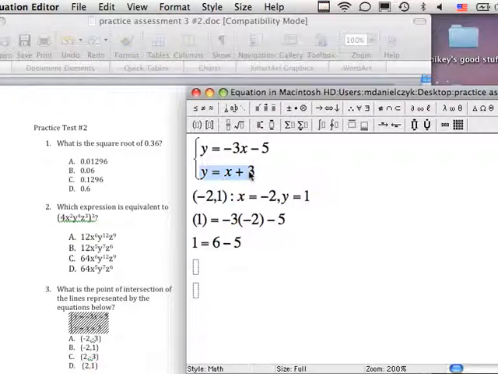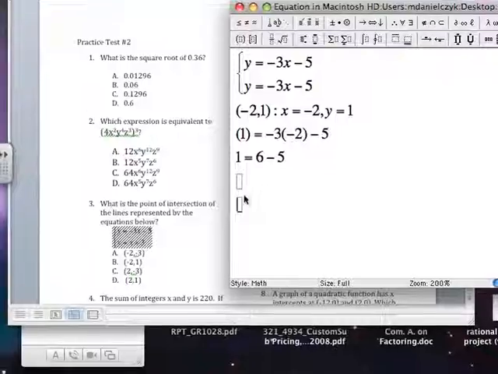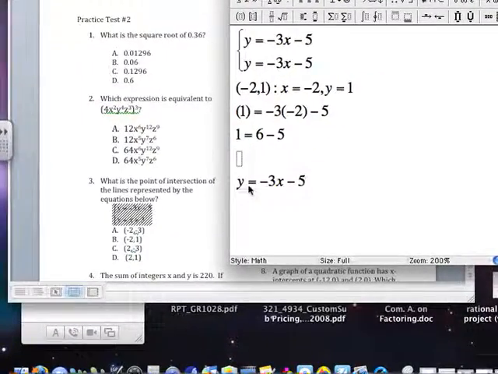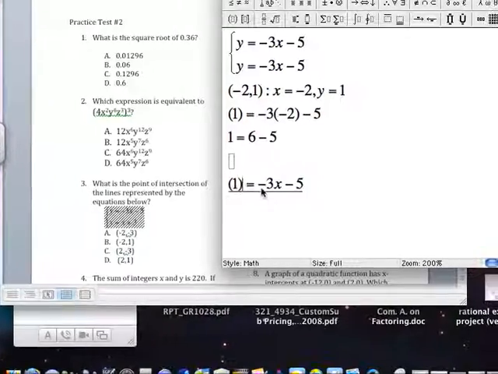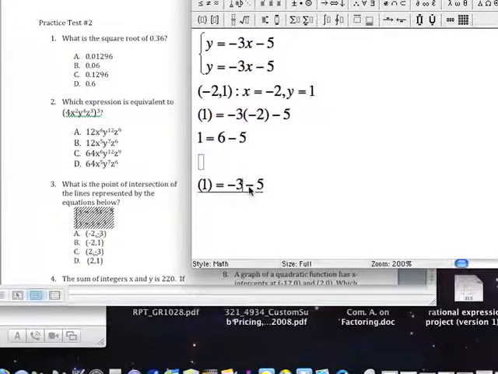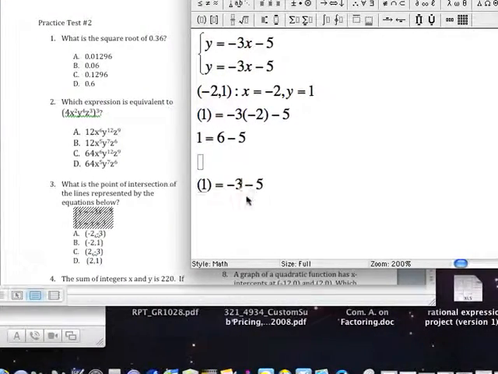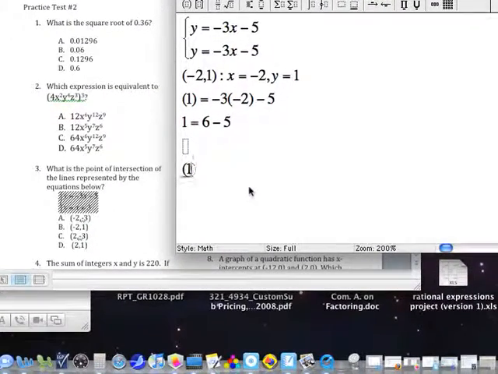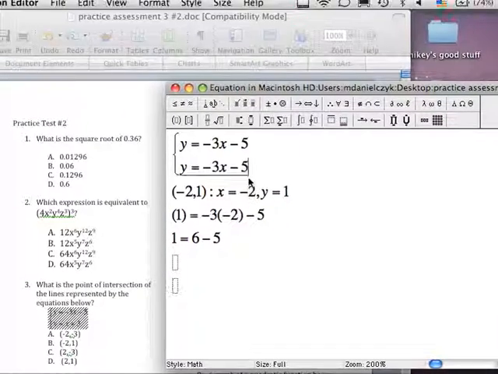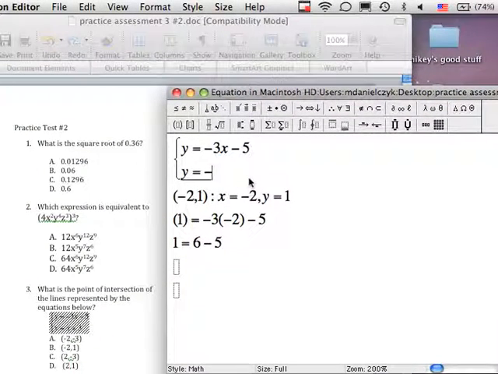Let's highlight the second equation, and the second equation is y equals -3x plus 5, and I'm going to replace y with 1 again, and I'm going to replace x with, oh wait, what happened here? No, that didn't work at all. I'm sorry, kids. I pasted and cut the wrong thing by accident. It should be y equals x plus 3.